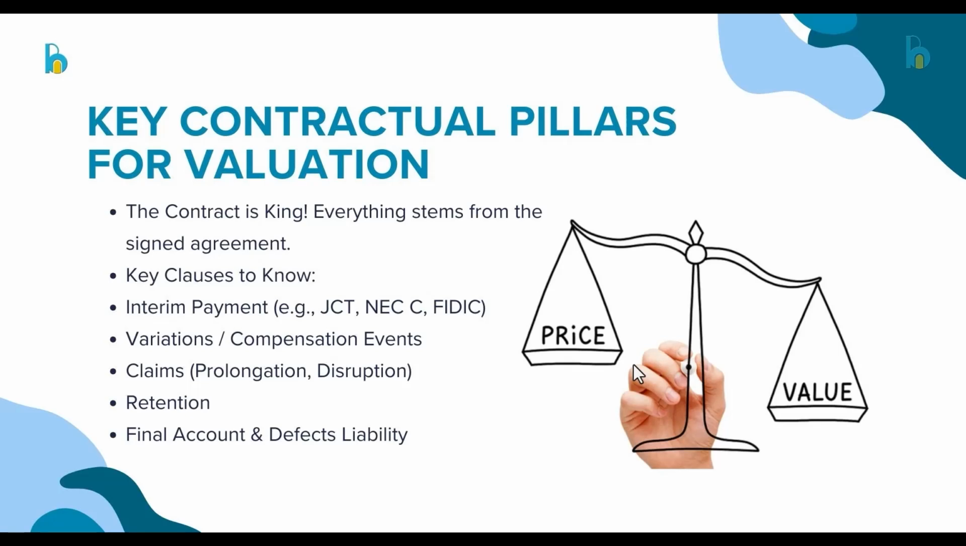Then the next, we have variation and compensation events, which we are also going to talk about in detail. Then we have claims, which are prolongation and disruptions. Then we have retention. Retention is an amount of money which will be held on each payment, depending on the agreement also, which will be used after the completion of the contract. It will be retained for any issue that might arise after completion, for repairs and so on.